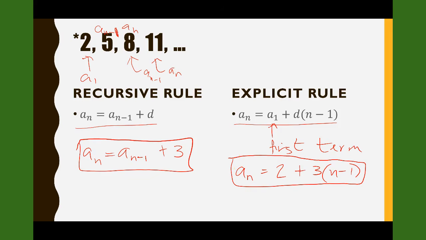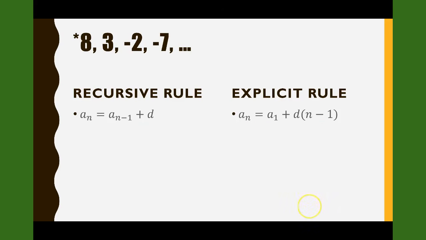Okay, so let's do the same thing now to the other sequence. As we said, for the recursive rule, A sub n and A sub n minus 1 just means they are two consecutive terms. D is the common difference. We mentioned in the second slide that the common difference of this is negative 5 because each time we take away 5.